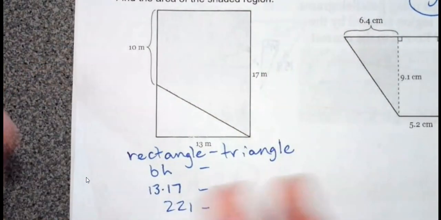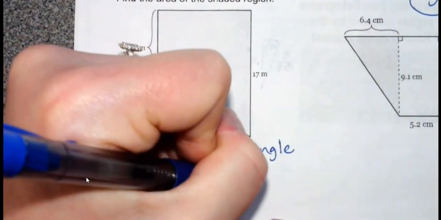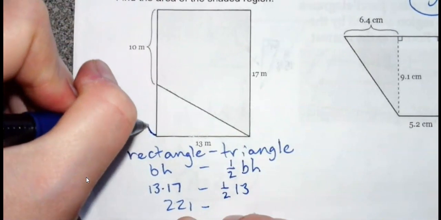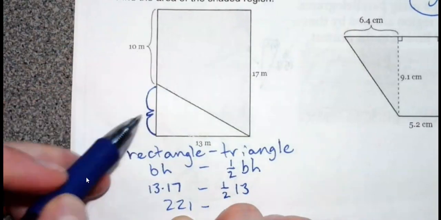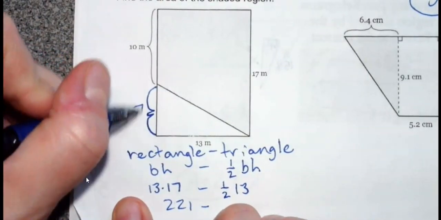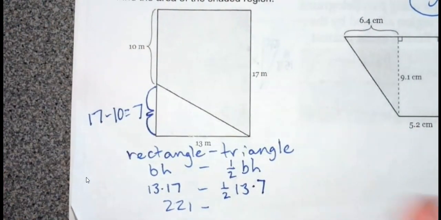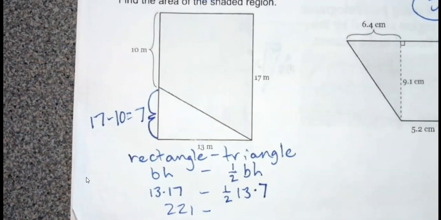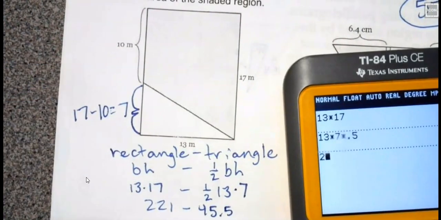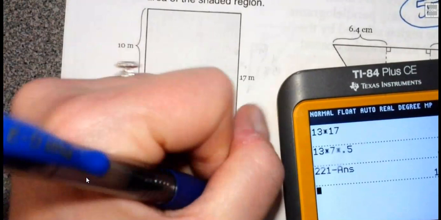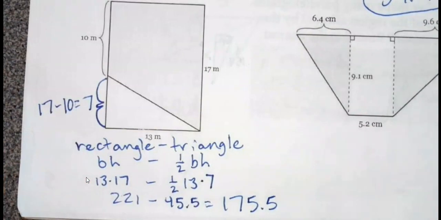And the triangle, here's the deal with the triangle. It's 1/2 base times height. The base is 13. The height is not going to be 17. The height is the difference between 17 and 10. It's what's left over right there. So 17 minus 10 is 7. So where did that come from? I just subtracted. But 13 times 7 times 0.5 is 45.5. So 221 minus 45.5 is 175.5. So that's one way you can do it, or you could just type it in.